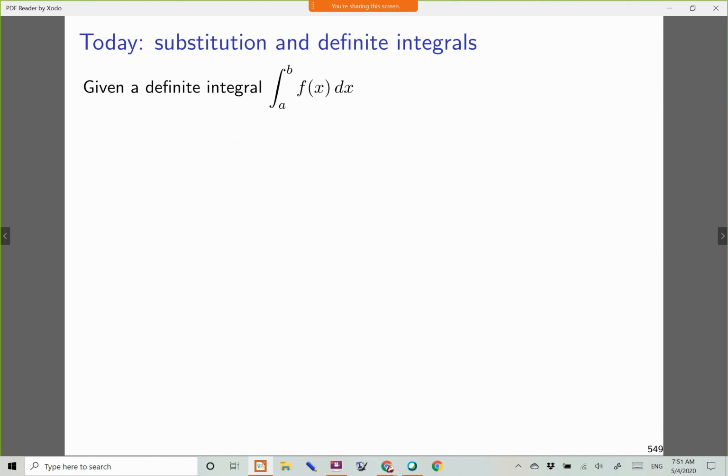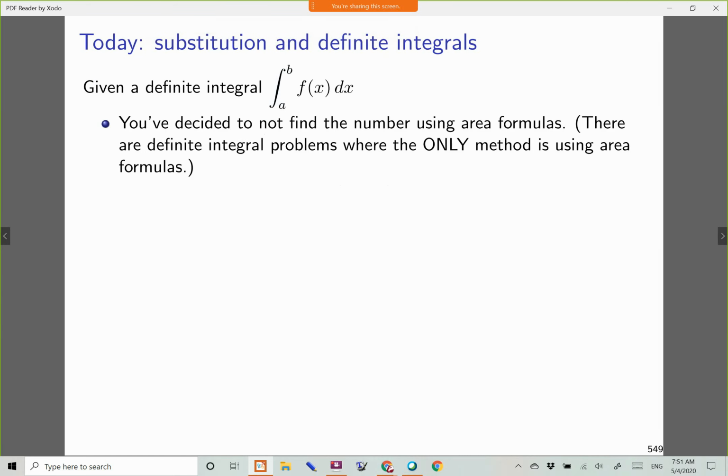So before digging into that, let's just say this much, right? To step back for a second and say you've got a definite integral. So if you're given a definite integral problem, you have an integral from provided x value called a, provided x value called b, function f of x, then let's say that for the specific problem you're given, you've decided not to find the number using area formulas. Maybe it's because it's not possible that way, like in the warm-up we were looking at.